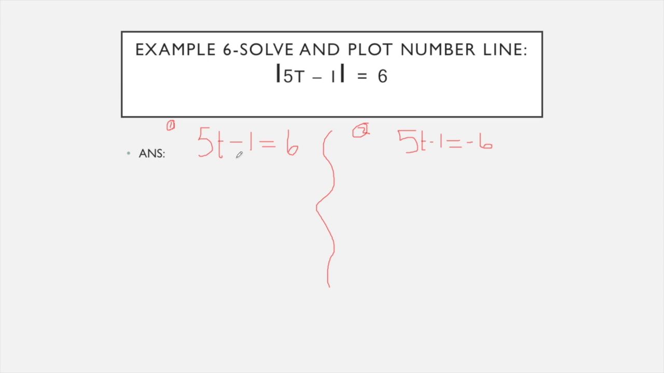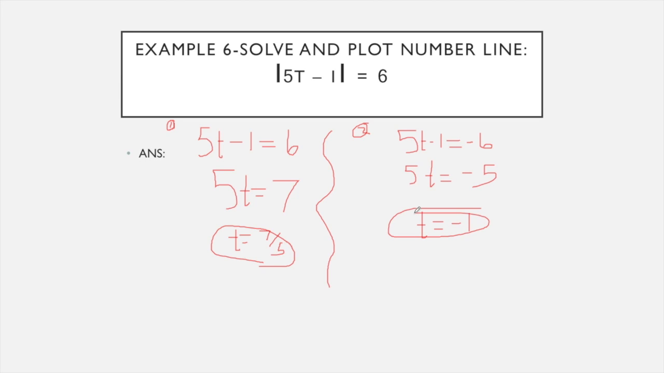So the first case. Now we're back at solving two-step equations. So we can add 1 to both sides here, and 5t would equal 7, and t would equal 7 over 5. So that's one solution. Over here we could add 1 to both sides. 5t would equal negative 5. And divide both sides by 5 to get t alone. And t would equal negative 1. So those would be the two solutions there. So hopefully we're remembering that.